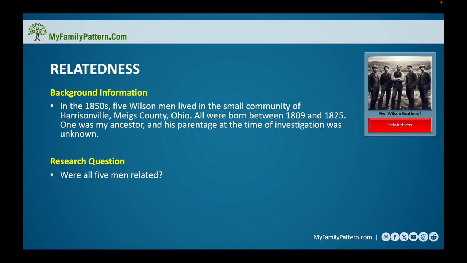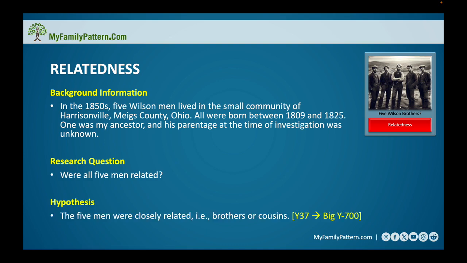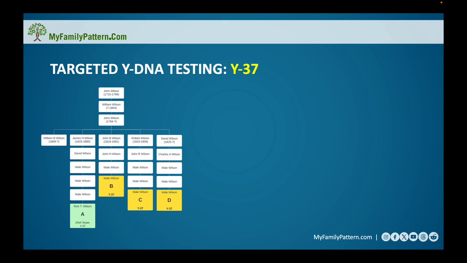So my research question was, were all of these 5 men related on their paternal line? My hypothesis was that they probably were related, and they were probably brothers or cousins. And if that was my hypothesis, a Y37 DNA test would be perfect. So I recruited male descendants with uninterrupted paternal lines going back to what I now know to be their common ancestor, but at the time I did not.